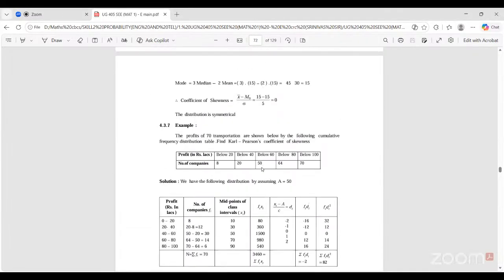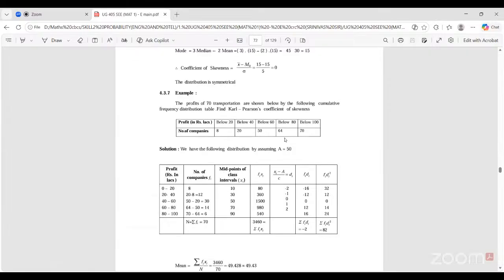Another problem: the profit of 70 transport sources is given below from the cumulative frequency distribution table. Find the Karl Pearson coefficient of skewness. The cumulative frequencies are 8, 20, 50, 64, 70, with classes 0 to 20, 20 to 40, 40 to 60, 60 to 80, 80 to 100. The frequencies are 8, 12, 30, 14, 6.